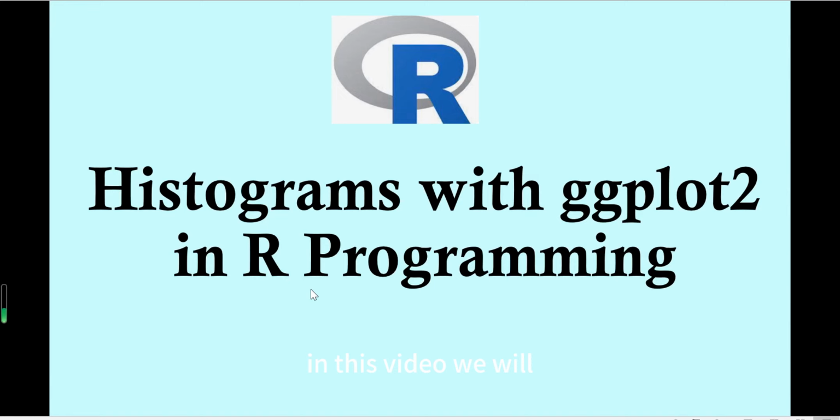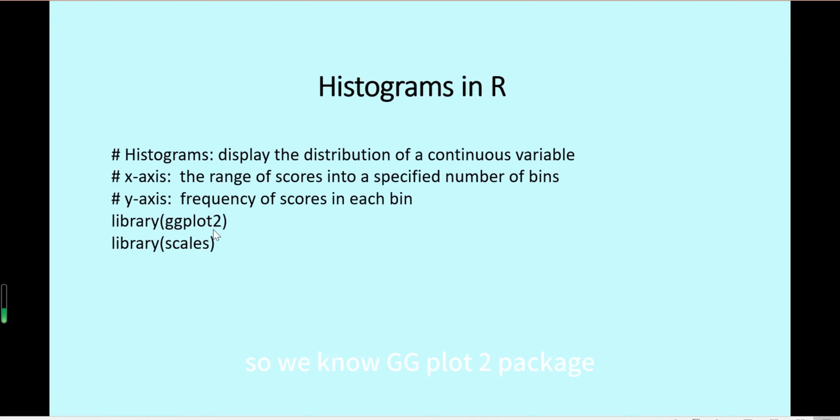In this video, we will show how to plot histograms using the ggplot2 package in R. ggplot2 is widely used for plotting in R, and histograms display the distribution of a continuous variable. In a histogram, the x-axis is the range of scores divided into a specified number of bins, and the y-axis is, for example, the frequency of scores in each bin.